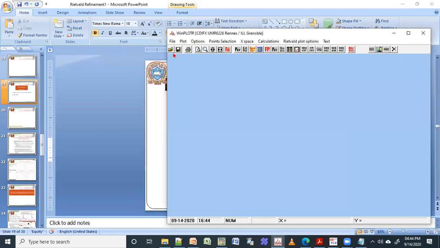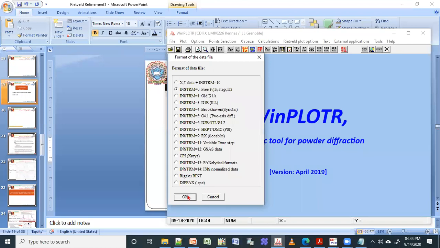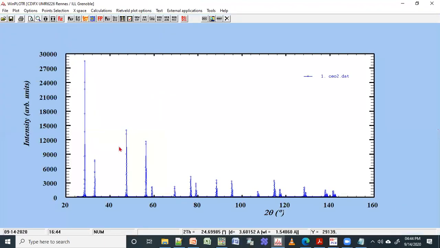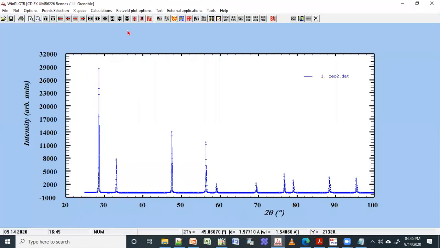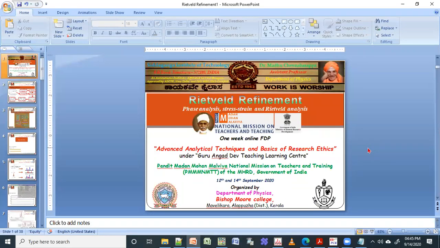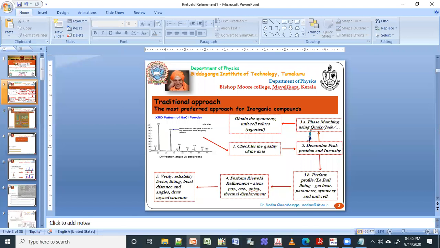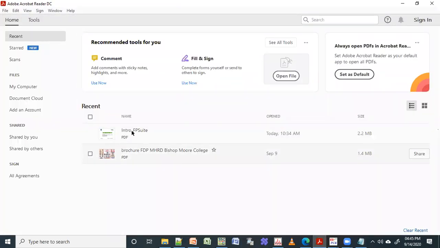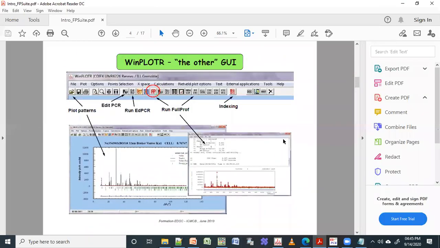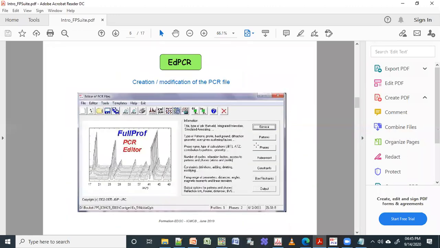So I'll take cerium oxide. This is not the right format. This is my X-ray diffraction pattern. What you normally do is something called indexing. For this you need to go for those methods that I explained in the beginning. In this case, I explained this indexing, right? So you have to do this kind of indexing.